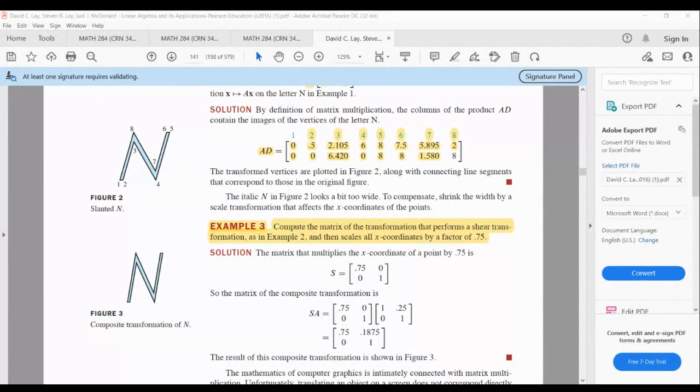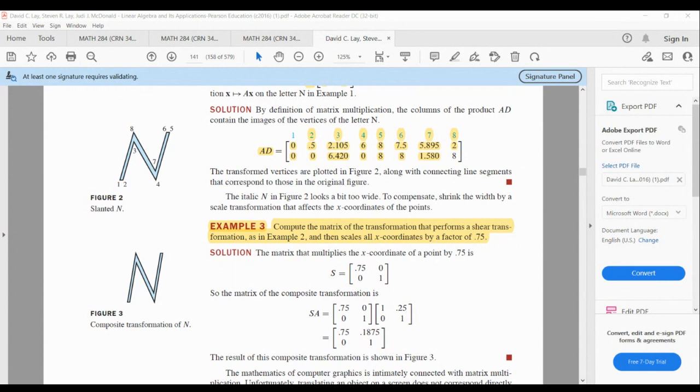they're asking you to do 2 transformations. Compute the matrix of the transformation that first performs a shear transformation, as in example 2, and then scales all x coordinates by a factor of 0.75. Okay, so if you look at figure 2, and figure 3, in figure 2 that letter N is slanted, and in figure 3, that letter N is also slanted.